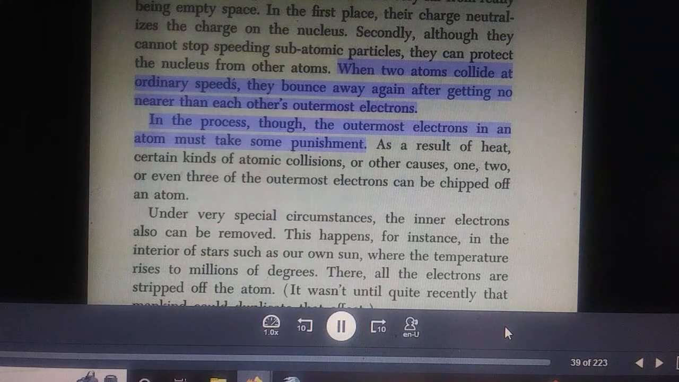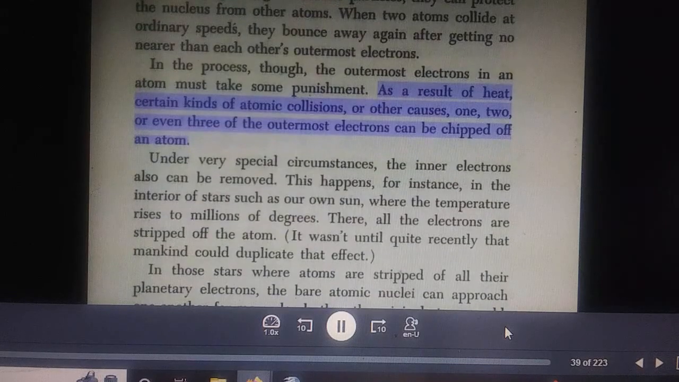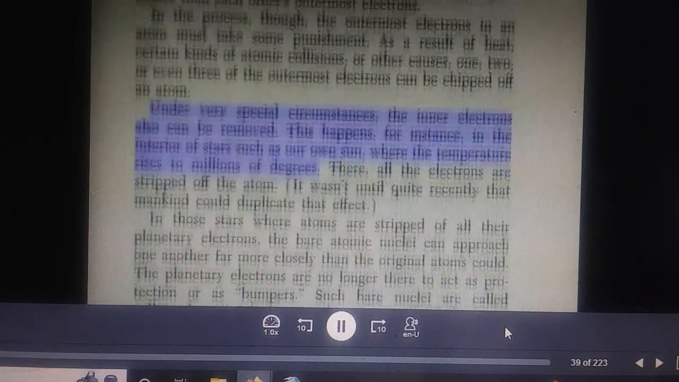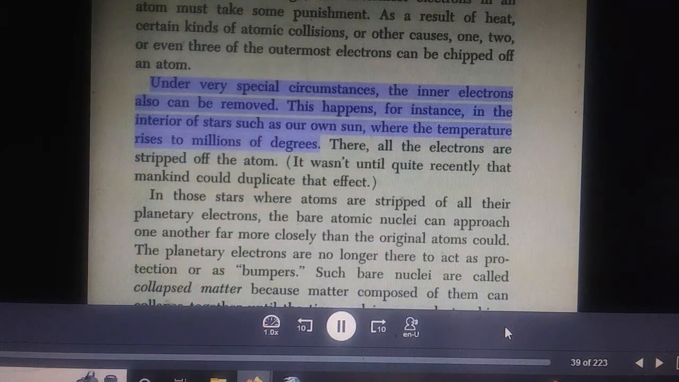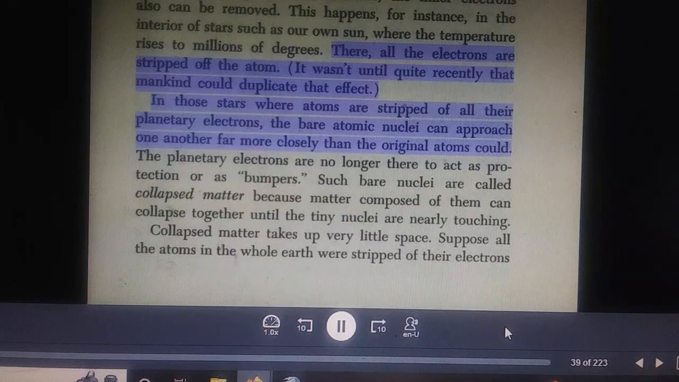In the process, though, the outermost electrons in an atom must take some punishment. As a result of heat, certain kinds of atomic collisions, or other causes, 1, 2, or even 3 of the outermost electrons can be chipped off an atom. Under very special circumstances, the inner electrons also can be removed. This happens, for instance, in the interior of stars such as our own Sun, where the temperature rises to millions of degrees. There, all the electrons are stripped off the atom. It wasn't until quite recently that mankind could duplicate that effect.